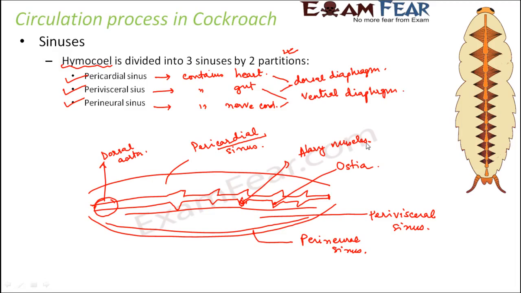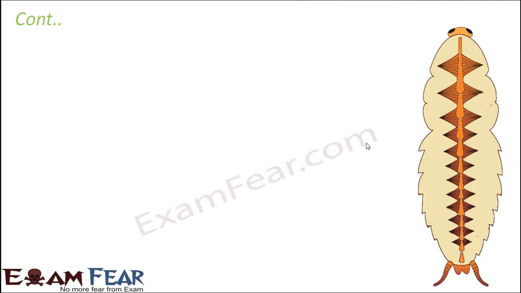First is the heart, which is a tube-like structure and is the pumping organ. Next is the aorta, or the dorsal aorta, whatever you call it, which is present at the anterior end of the heart. And the third one is sinuses, which are the blood-filled spaces or body cavities. They are again divided into three types: pericardial, perivisceral, and perineural.